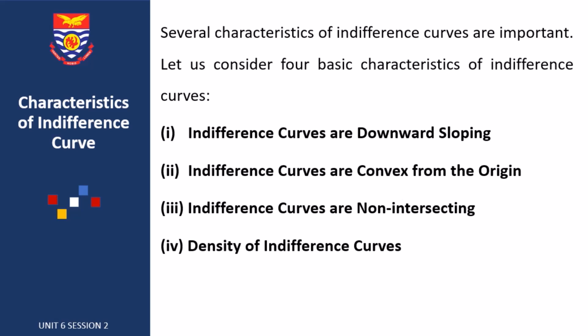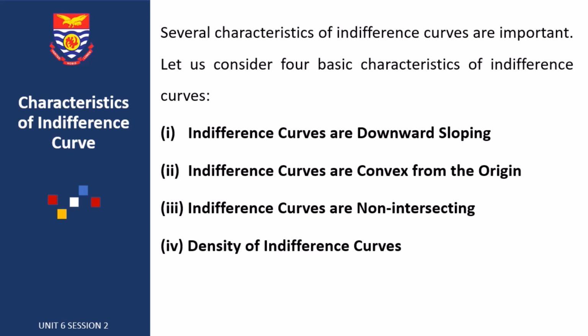Now let me talk about indifference curves being downward sloping. Indifference curves have a negative slope, that is they slope downwards from left to right, because more of one product means less of the other. We can see from the previous slide, where we had the first graph and the second graph, the second graph gave us the indifference curve, and we could see that it was downward sloping. It moved from the left to the right.